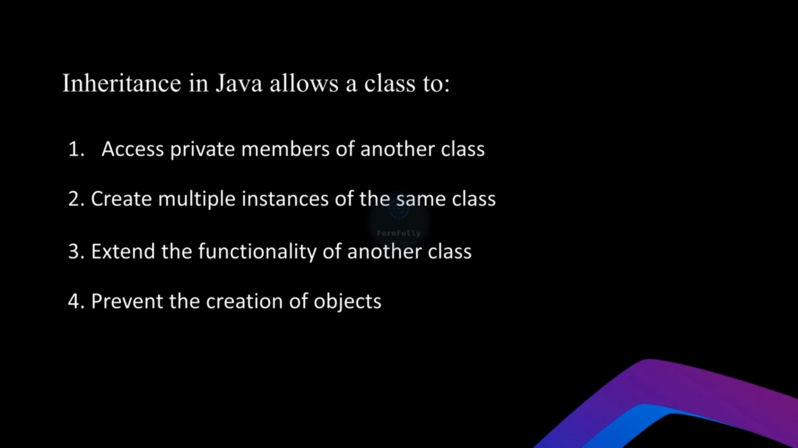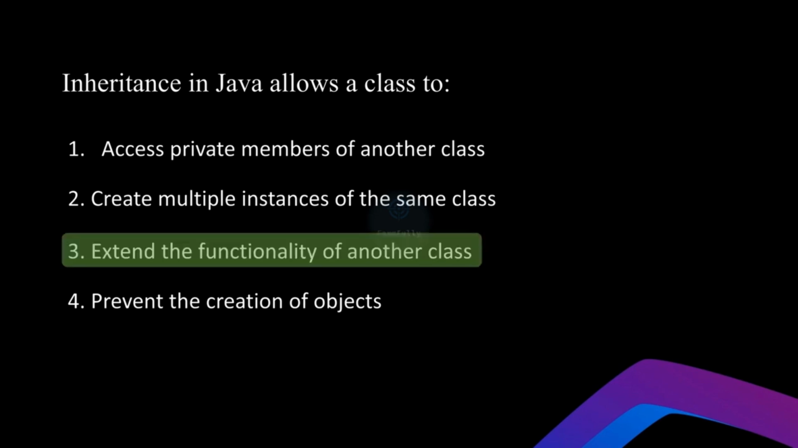Inheritance in Java allows a class, that is subclass or child class, to inherit or extend the functionality of another class, that is superclass or parent class. Access private members of another class. Inheritance does not allow access to private members of the superclass.